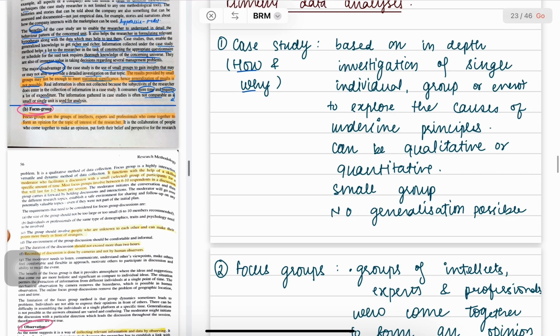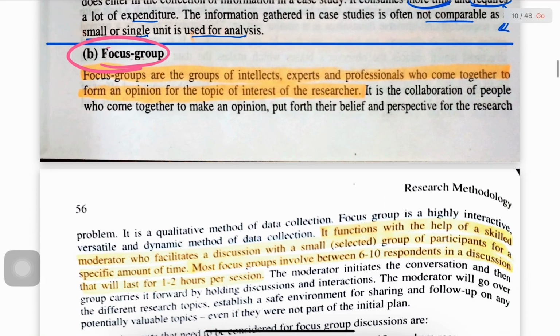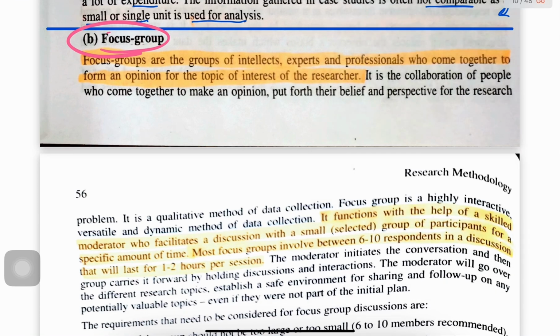Now we'll study about focus groups. First, let's study from the book, and then we'll discuss the short notes in the very next video, right? So focus groups are groups of intellects, experts and professionals who come together to form an opinion on the topic of interest of the researcher.